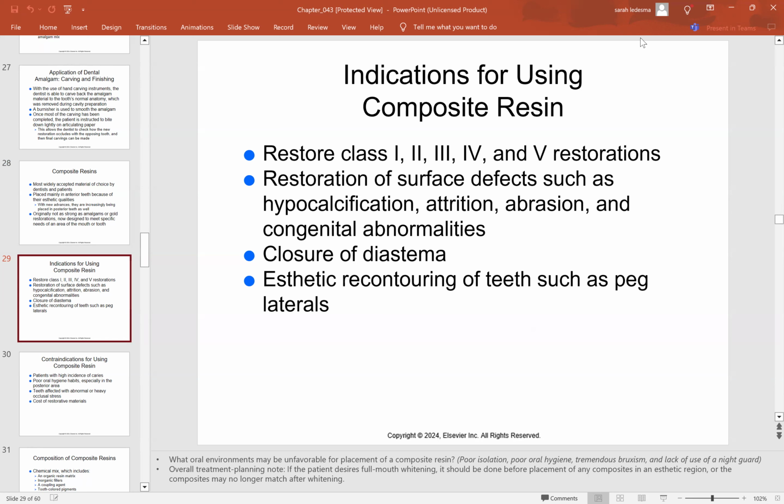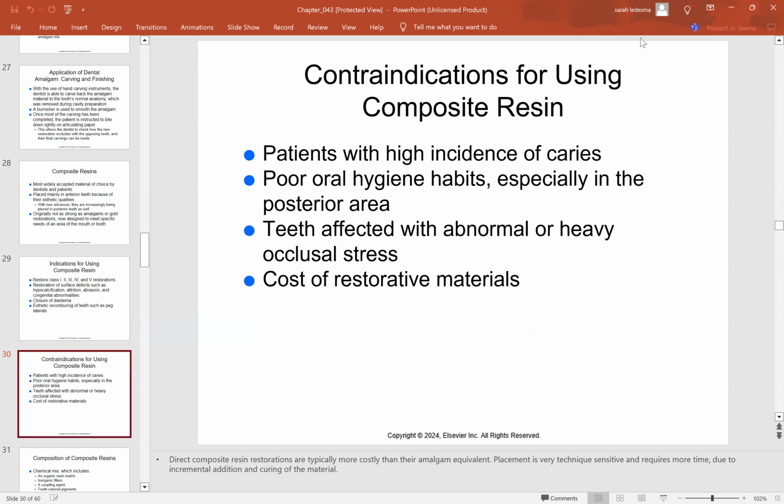Remember, when we're placing composite, we need to make sure that isolation is a priority. If we have poor isolation or poor oral hygiene, our composite is more likely to fail. Contraindications for using composite resin would be patients with a high incidence of caries or poor oral hygiene habits, teeth affected with abnormal or heavy occlusal stress, and then also it is a little more costly for our patients.